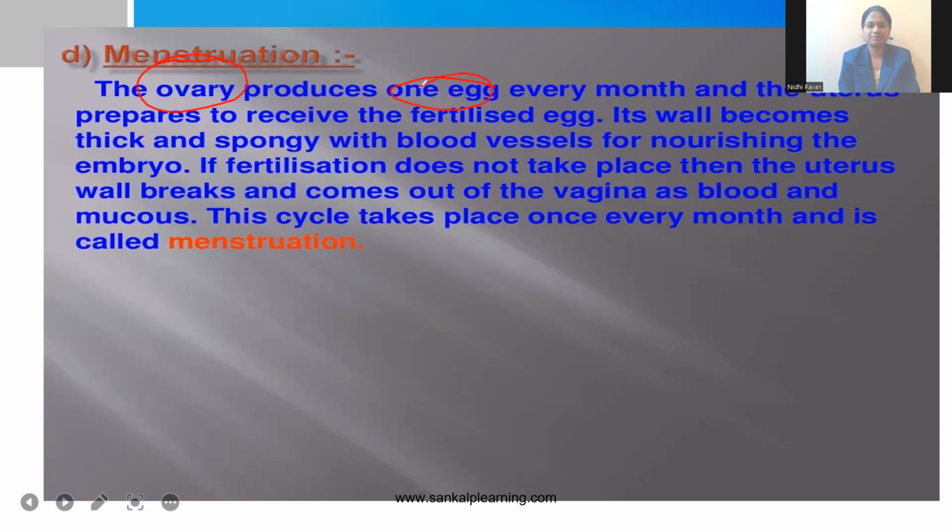So what happens? If fertilization does not take place, then the uterus wall which was thickened will break and come out through the vagina in the form of blood and mucus. This process is called menstruation. It will happen every 30 days. So this is also called the menstrual cycle.